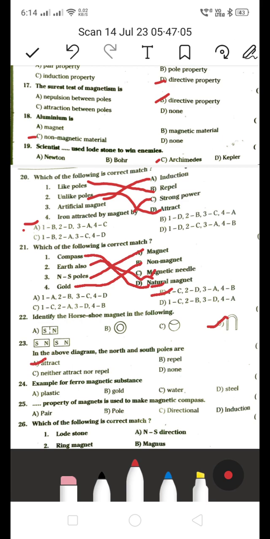Examples for ferromagnetic substance. Is it A plastic, B gold, C water, or D steel? They are asking for a ferromagnetic substance. So D, steel, is the ferromagnetic substance.